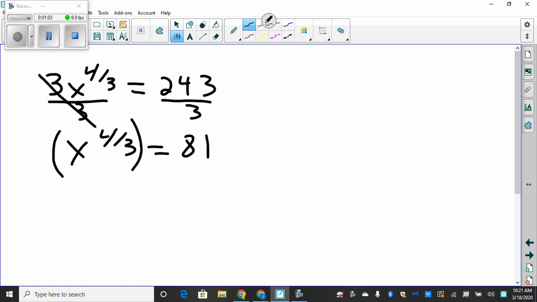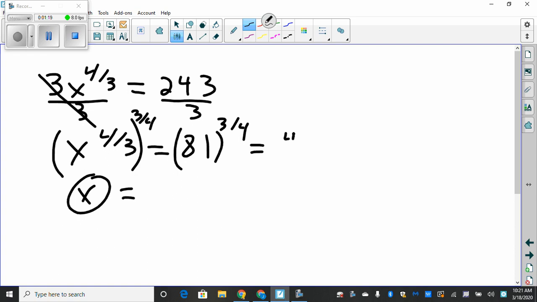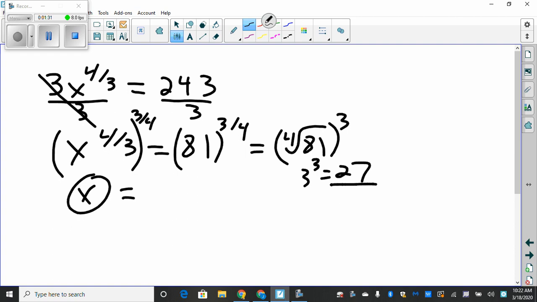Well, how do you undo the 4/3 power? Raise it to the 3/4 power, of course. So then I must do that to this side as well. So that's just going to become x to the 12 over 12, or x to the 1, or just x. And that's going to equal, remember now, this is the same thing as having the 4th root of 81, which you should know is 3. Good. And then cubing that. So that would be 3 cubed, or 27. So that's just a basic example there.